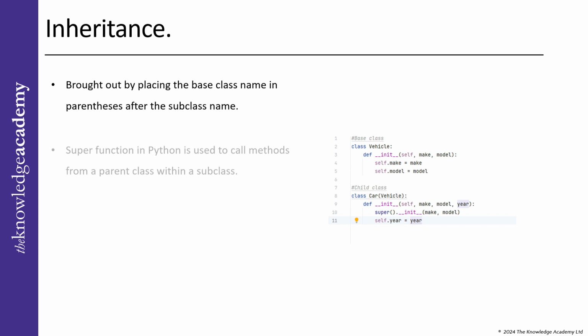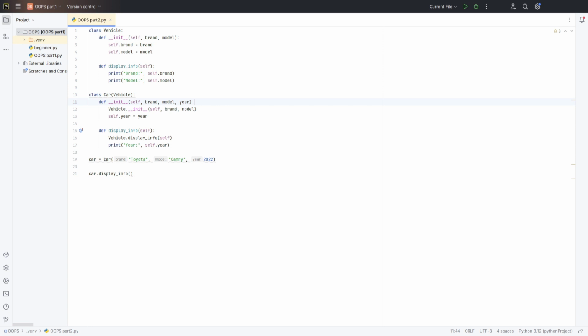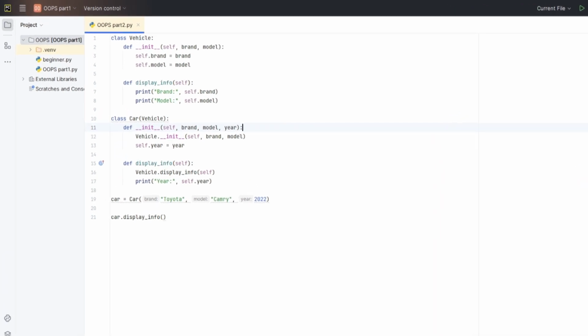Let's delve into the importance of the super function in Python and how it simplifies inheritance. We start with a base class Vehicle that represents a generic vehicle. It has an initializer method that takes parameters brand and model and assigns them to instance variables. Next, we define a subclass Car which inherits from Vehicle. Here's where the super function shines.